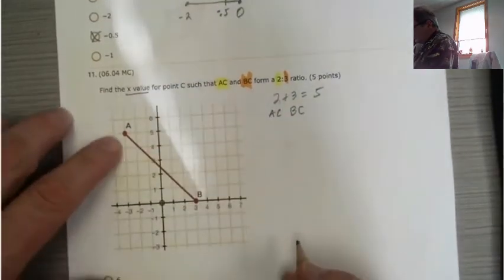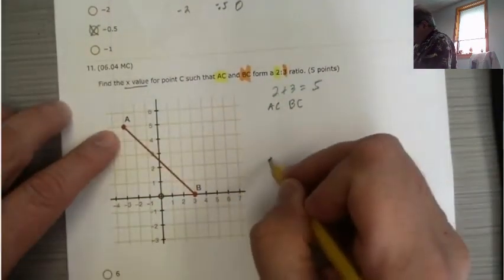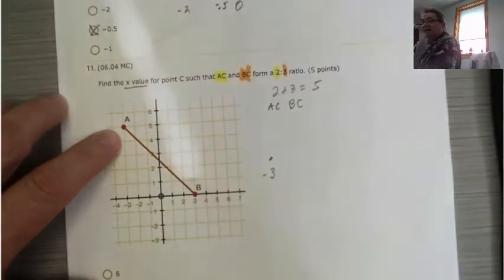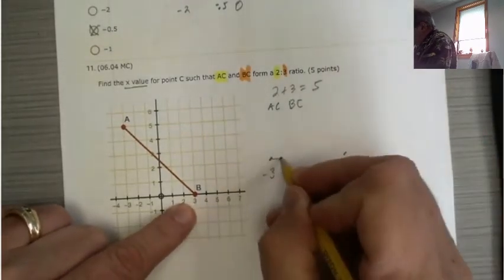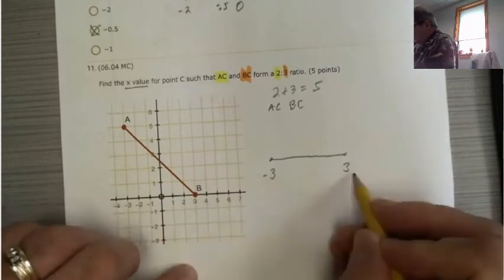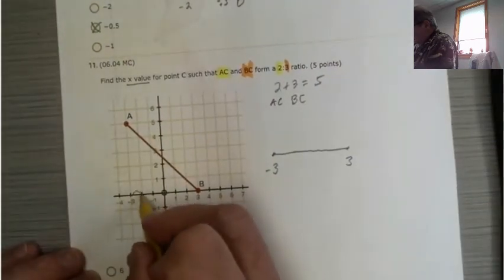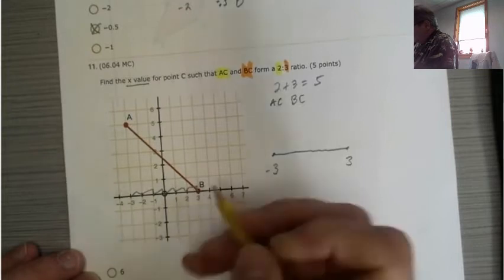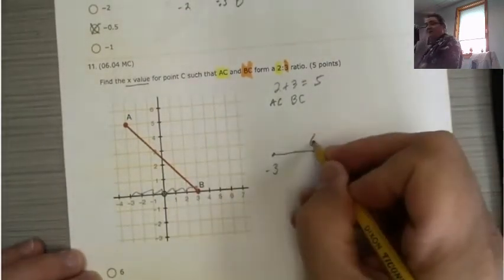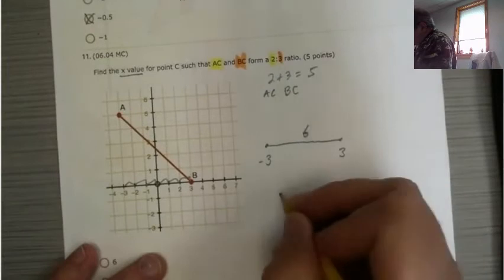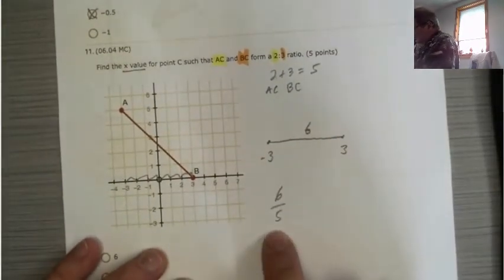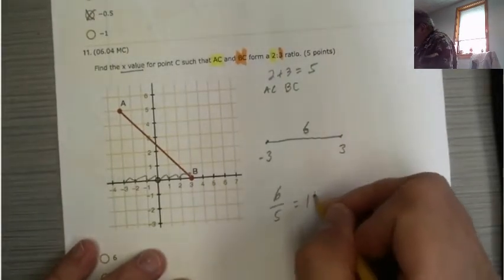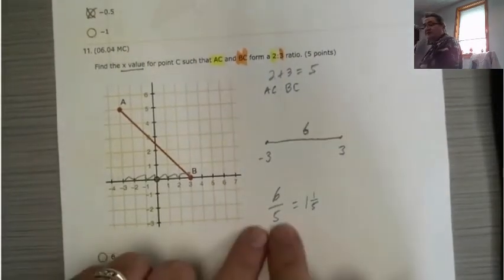So where do we start? -3 is the A, right? And this is at +3. So that is a distance of 1, 2, 3, 4, 5, 6. This is 6 long. And we got to break it up into 5 pieces. So 6 divided by 5 is 6/5, right? Which is really just 1 1/5 for you folks that don't like the improper fractions.